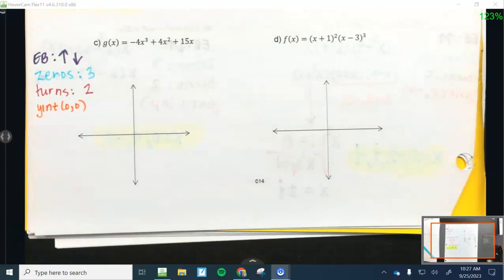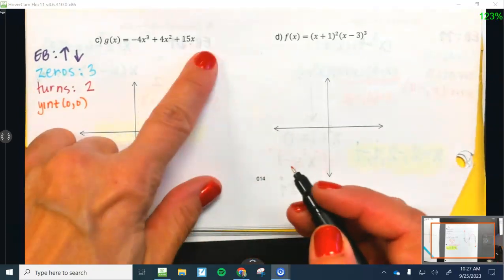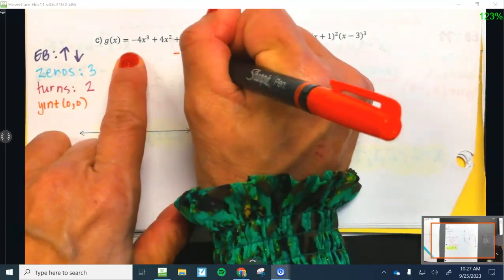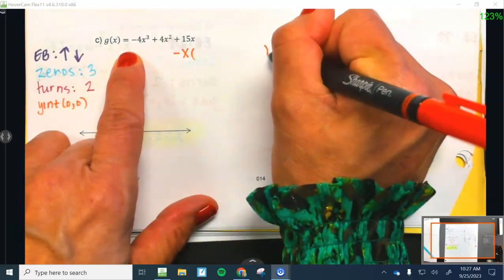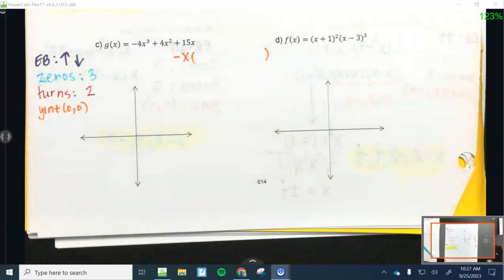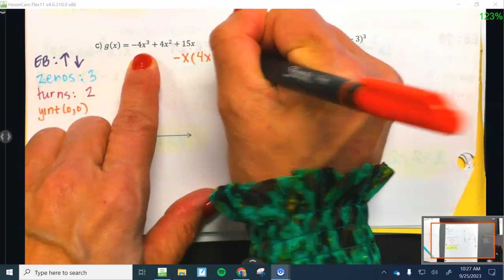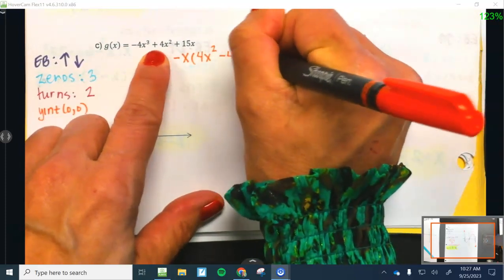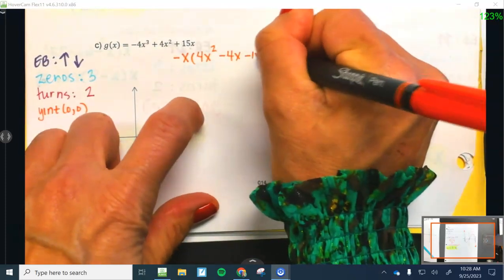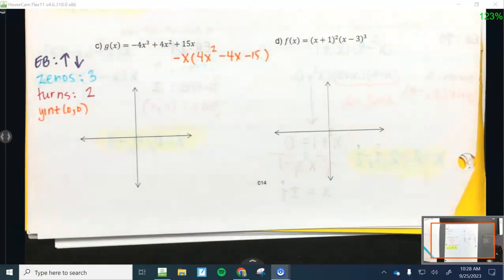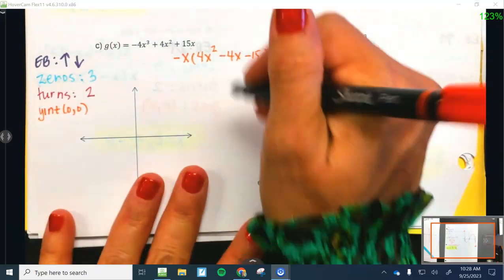Okay, guys, let's go ahead and factor. They have a factor of negative x that we can take out. You have to factor out that leading negative. So when we factor out that leading negative, let's change the signs. So it's going to be positive 4x squared minus 4x minus 15. Let's see if this is factorable.